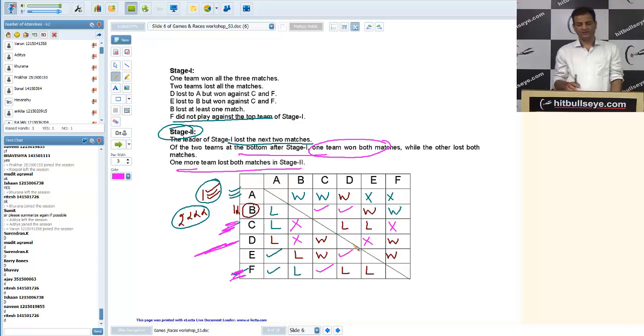Now you can see the table has been completed. First round, 3 matches. For second round, every team has played 2 matches. Total, each team has played 5 matches. And now you can do all the 4 questions which are based on these tables.